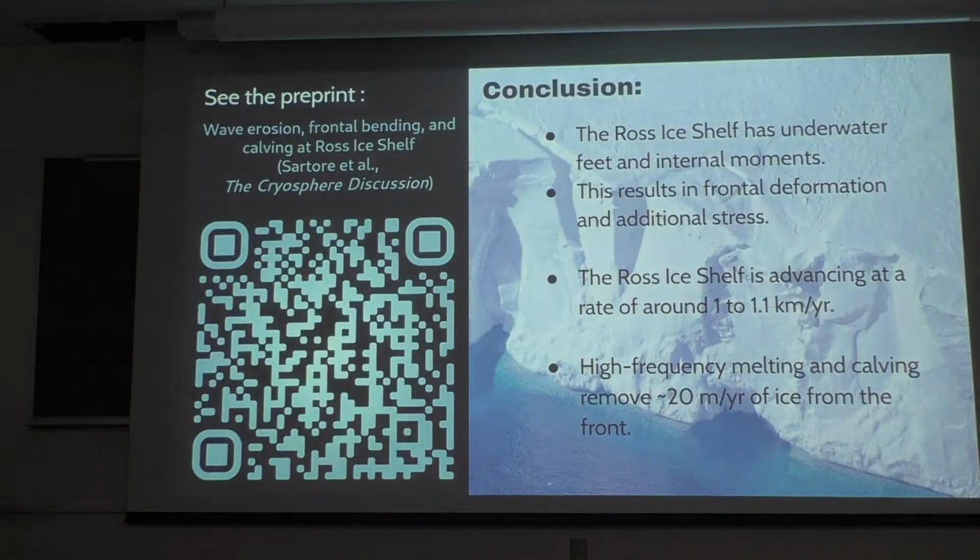However, maybe we can use it for something else, like getting some insights into the ice property at the front using the deformation that we can observe very nicely. And I'm going to conclude on that. If you want some more details, you can look at the preprint, which is about everything we talked about today, but with much more details.